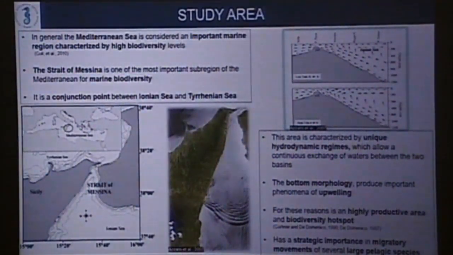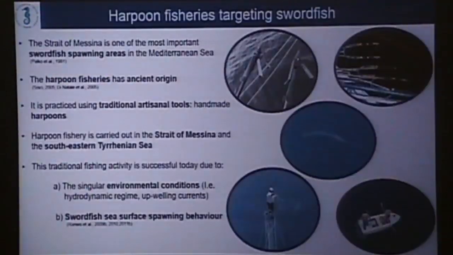This is also an important area where different pelagic species come seasonally. One of them is the swordfish, and for this reason this area is one of the most important swordfish spawning areas in the Mediterranean Sea. Here, seasonally, from May to the end of August, a particular fishing activity is carried out with harpoon, which has very ancient origins.